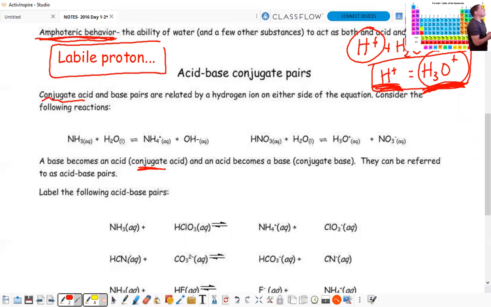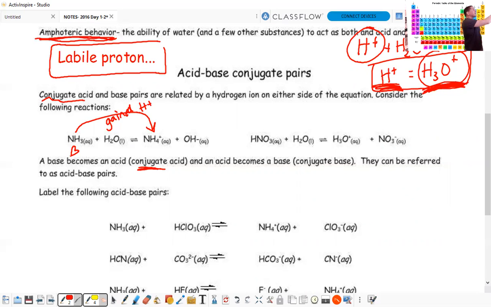Look at this first example. So find the dancing hydrogen. So look on the left-hand side and see what does it match up with on the other side? Where is its pair on the product side? So you have NH3, can't become OH. So NH3 becomes NH4 plus, which means it gained an H plus. So that makes that the base.